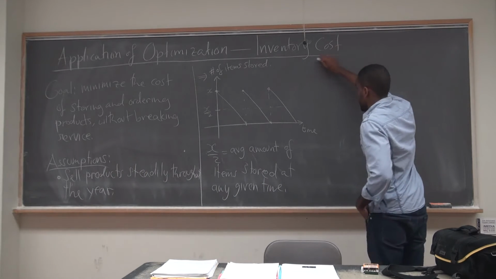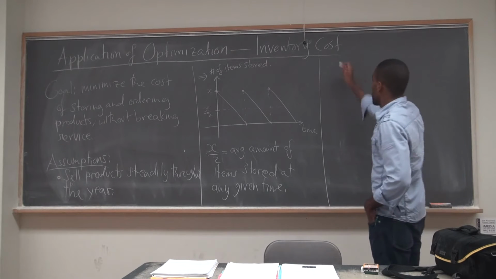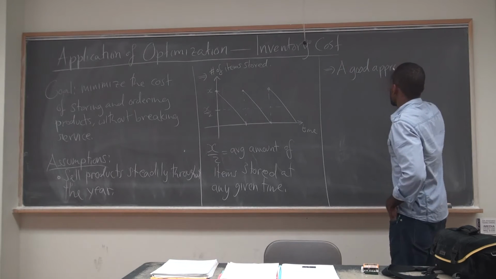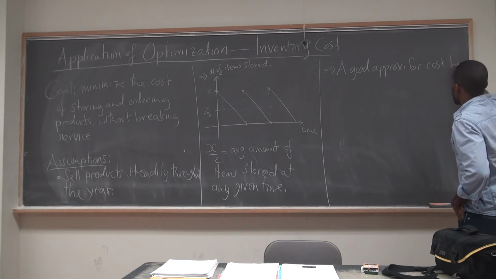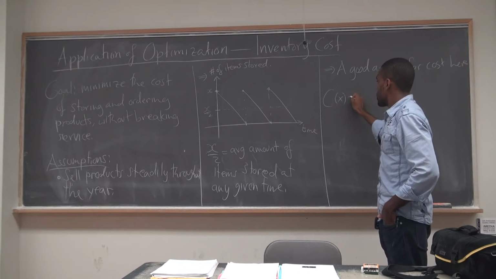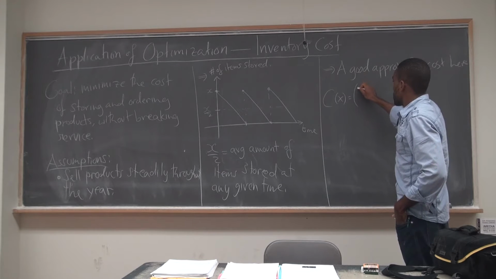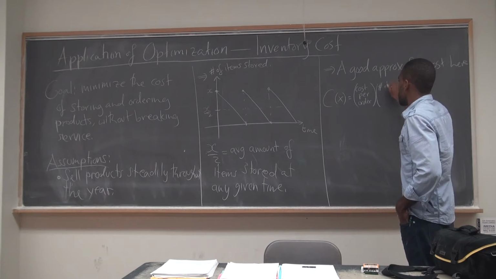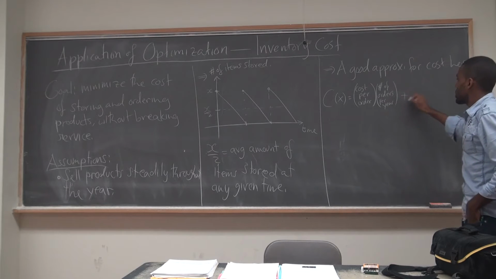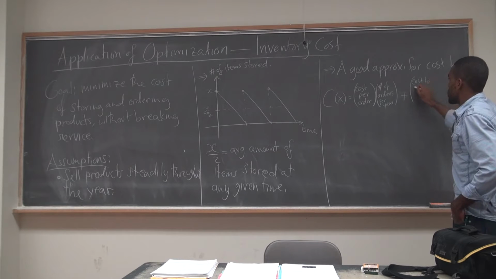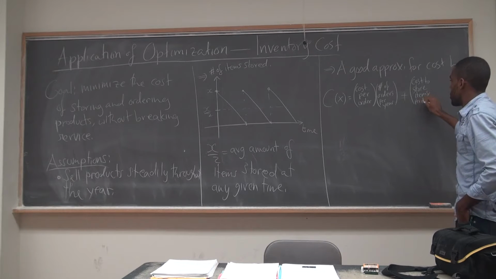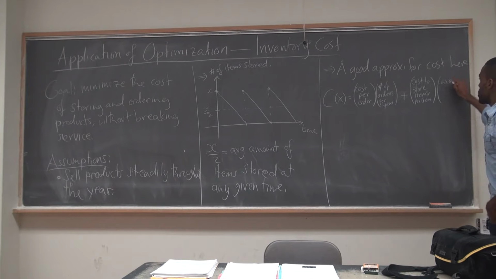Now this leads to the equation that you can kind of set up. So this means a good approximation for cost under these assumptions would be something like the following. It's going to be the cost per order to order a new batch of items times the number of orders per year. Plus, now you're going to talk about the cost to store items. Usually it's per item. Times the average number of items stored per year.